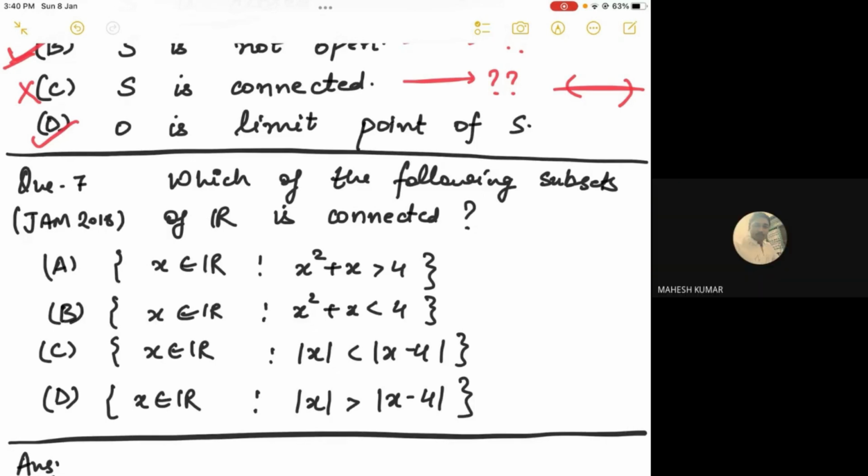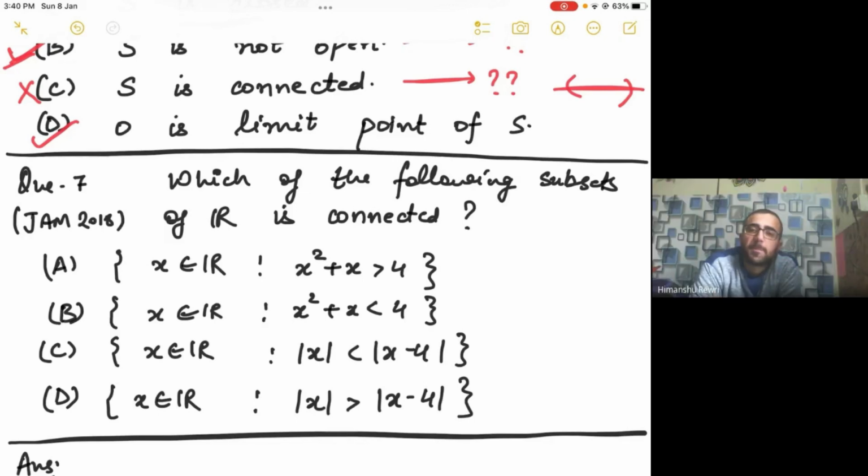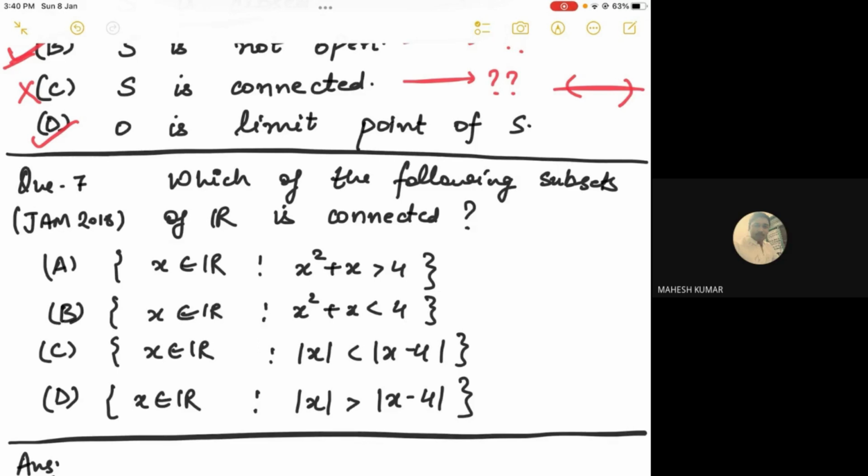I think D is greater than 0, so it must have two roots. Since it is greater than 0, between the roots there is a gap. So it is not connected. Then what about option B? Option B is connected, I think. Option C and D?